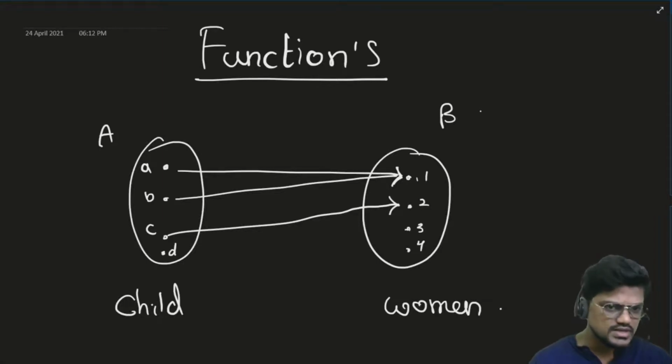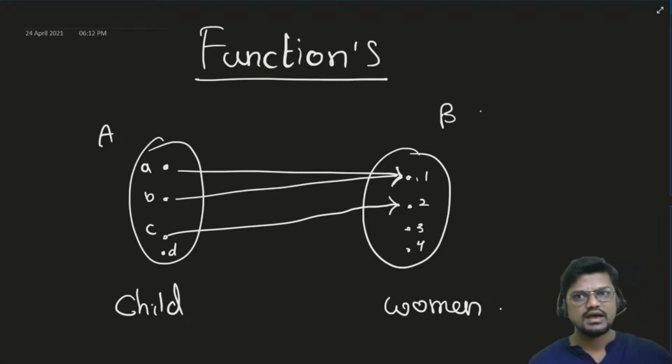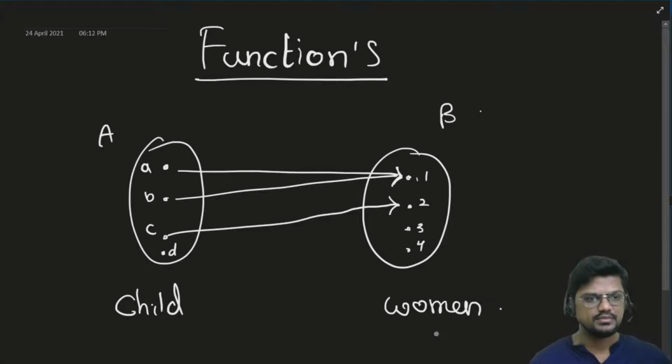Yeah, Nisha, what is that? Is it that every element of A should connect to only one element of set B? Yes, yes, it is like that. It should connect to only one element in the set B. See, for one input there should be only one output. A single input should not give two outputs. A single child will not have two women as their mother. A child will have only one mother, one and only one mother, right?